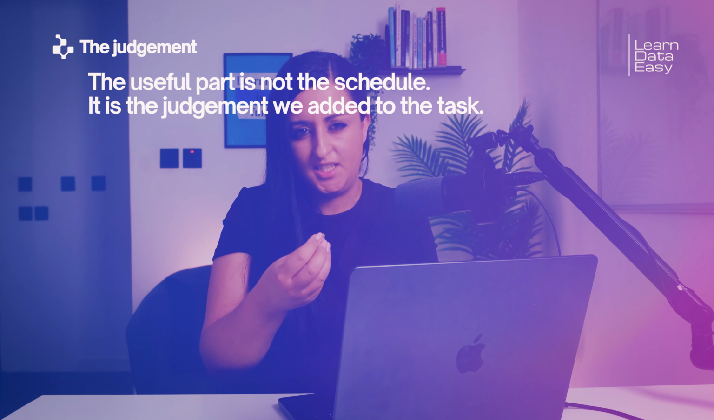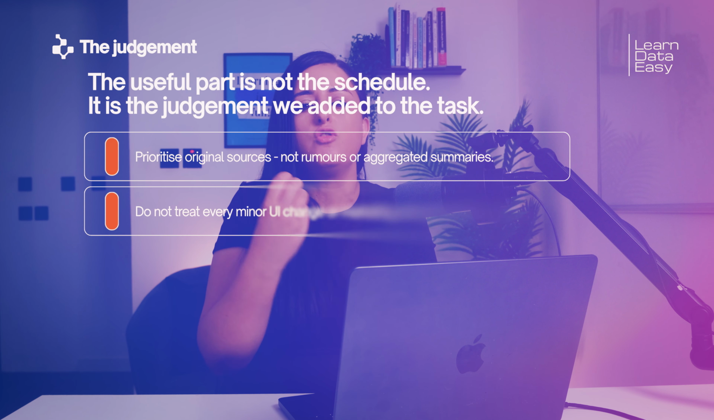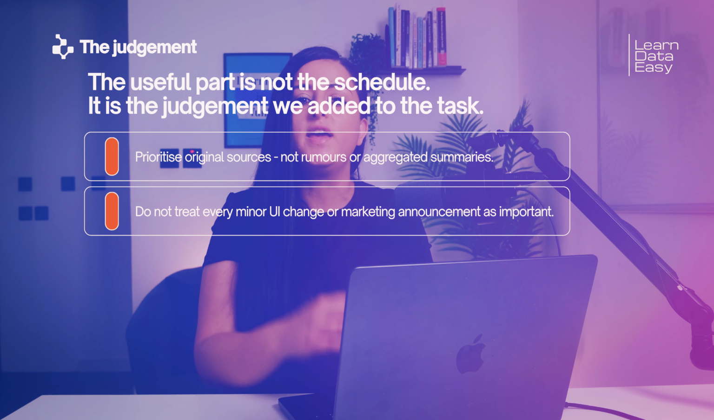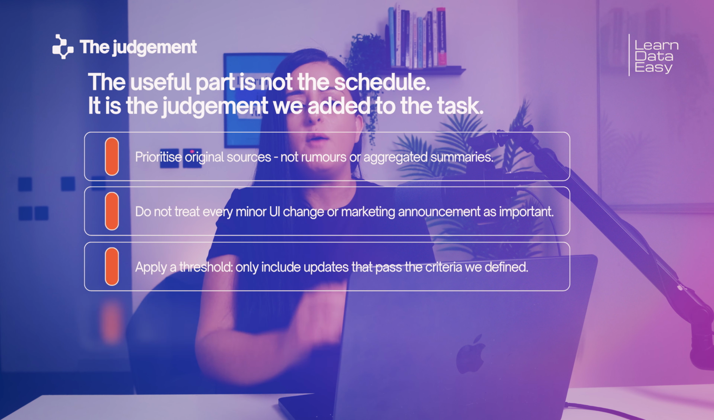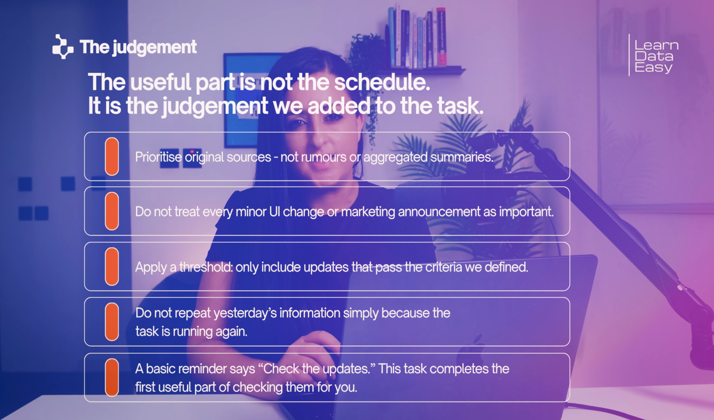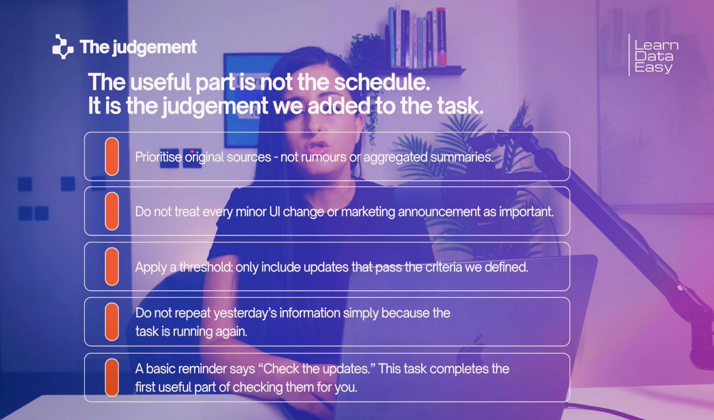The useful part is not simply the schedule, it is the judgment we added to the task. We told ChatGPT to prioritize original sources rather than rumors. We told it not to treat every button or marketing announcement as important. We gave it a threshold for deciding whether an update deserves our attention. And we told it not to repeat yesterday's information simply because the task is running again. A basic reminder says, check the latest updates. The task completes the first useful part of checking them for you.